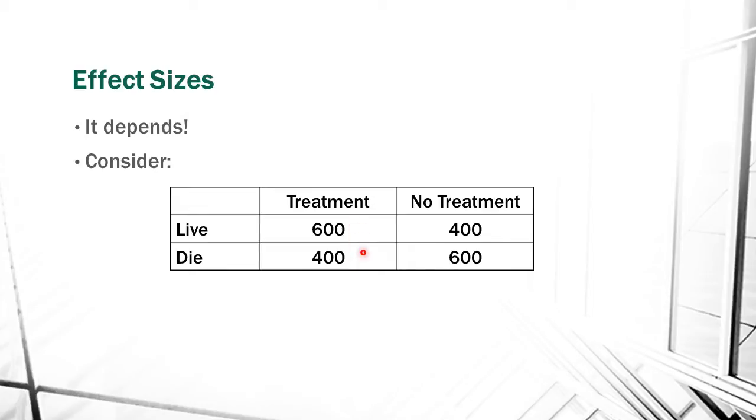In your clinical trial with your study, you find now of 1,000 people diagnosed with that cancer who got your treatment, 600 of them will live and 400 of them will die.